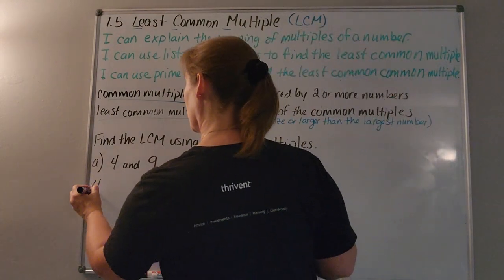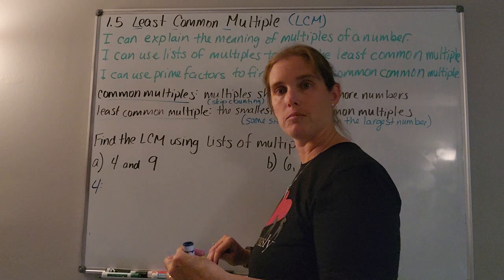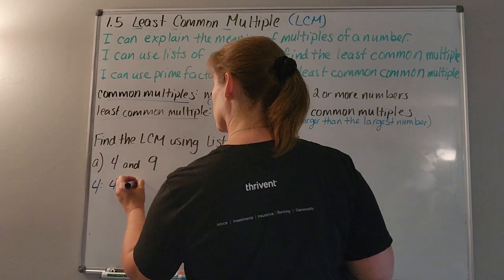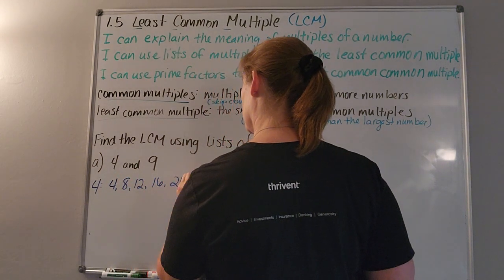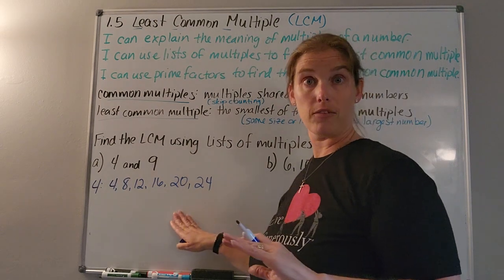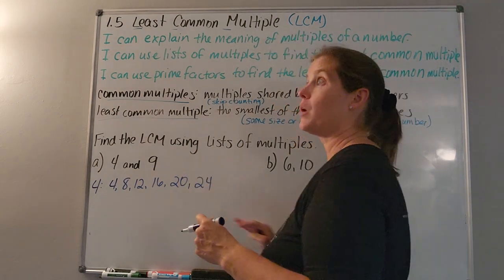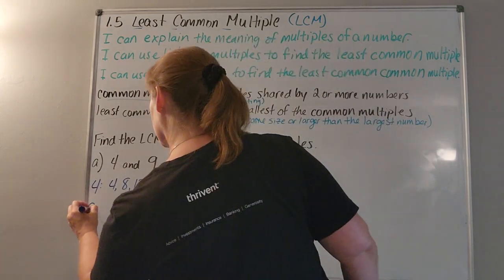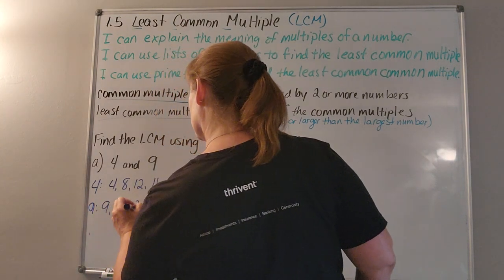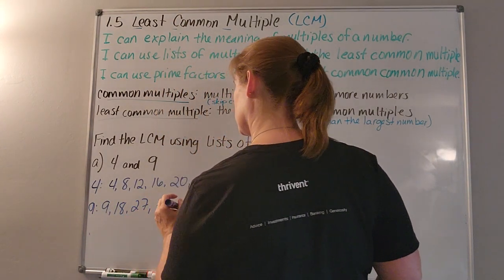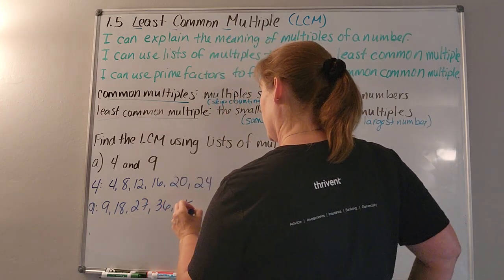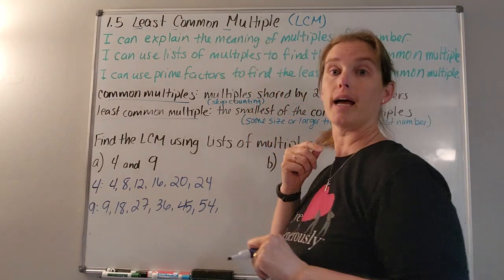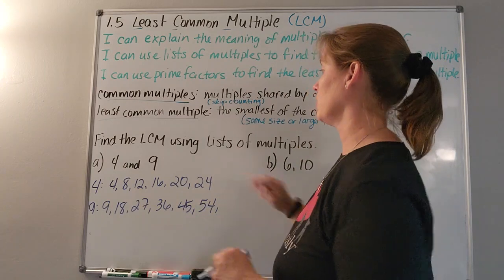So for 4, we're thinking, what's 4 times 1, 4 times 2, 4 times 3, or skip count, count by 4s. 4, 8, 12, 16, 20, 24. Okay, I'm going to stop there for right now because maybe we'll get our common multiple here. If we do, as soon as we find it, we can stop. So let's start. 9 is 9, 18, 27, 36, 45, 54. Have we gotten to it yet? Nope, not yet.